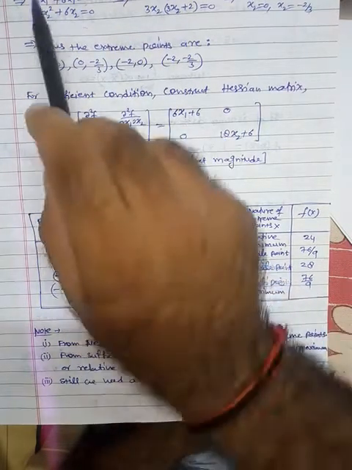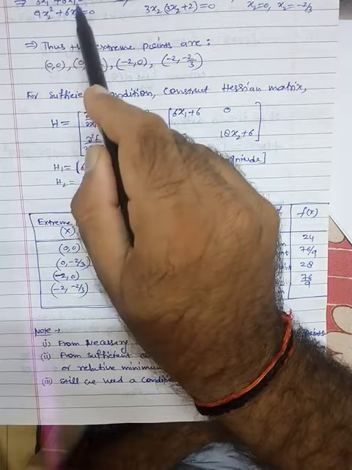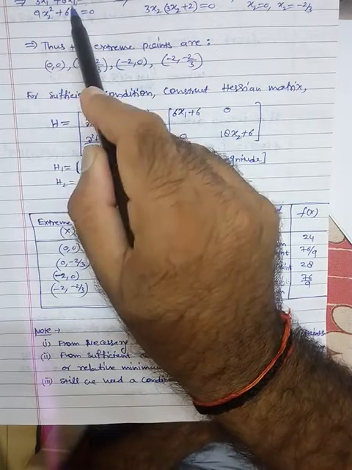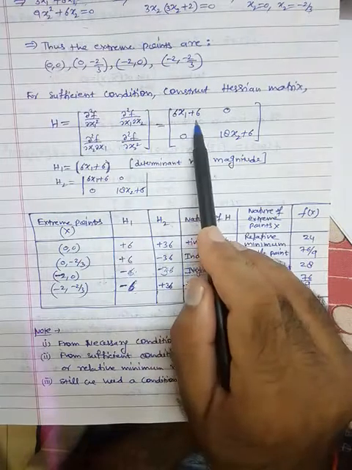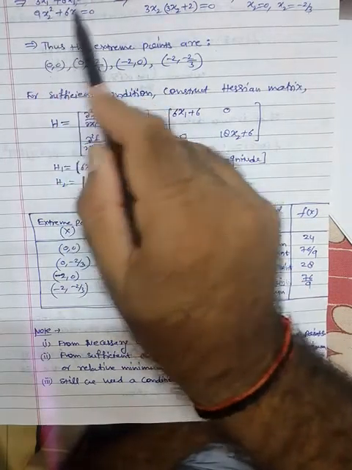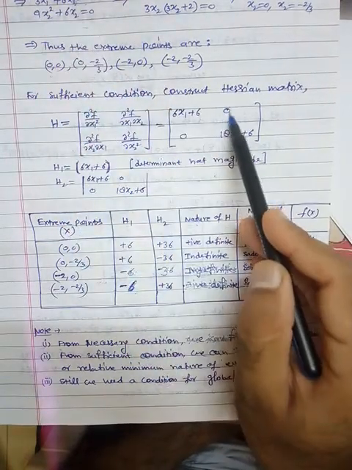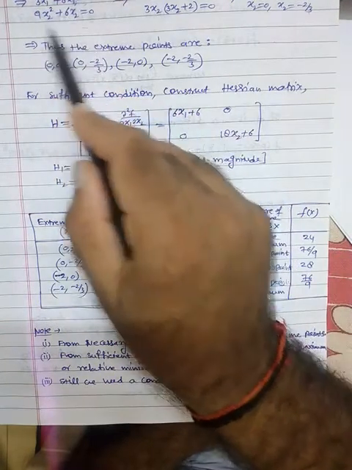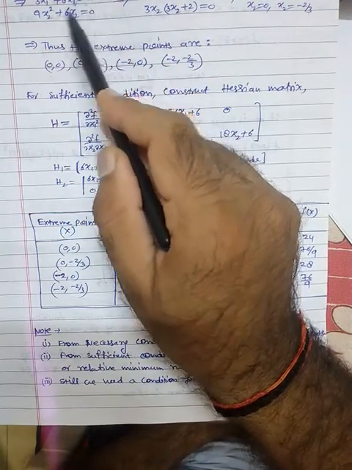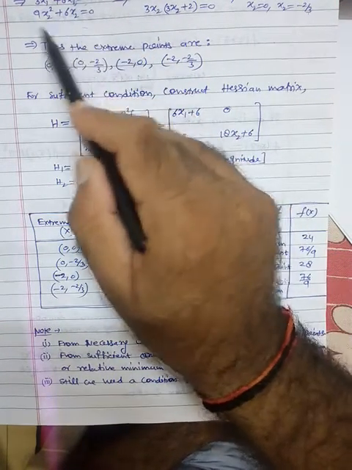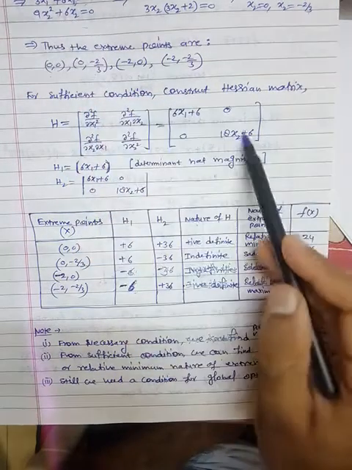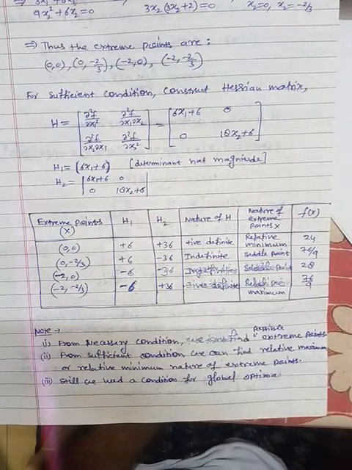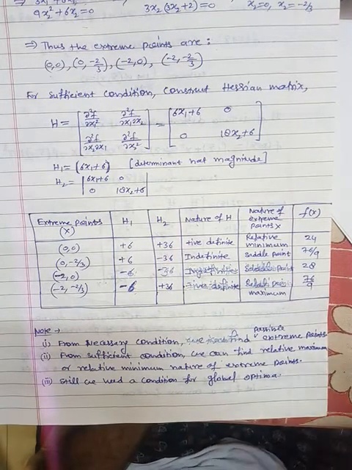Basically, this is nothing but del f by del x1. Again differentiate this with respect to x1, so you will get 6x plus 6. Now differentiate this with respect to x2, so this will give you 0. And now the second equation is basically del f by del x2. Differentiate this with respect to x1, this will give you 0. And again differentiate with respect to x2, so you will get this term. Fine.